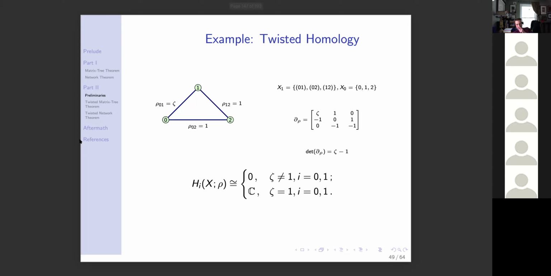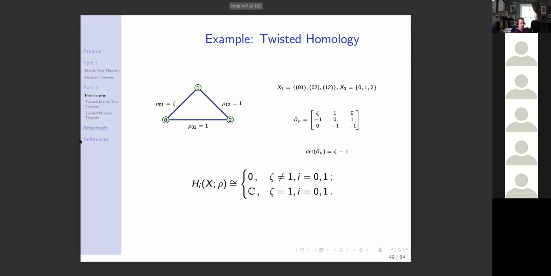So that determinant is going to be non-zero if zeta is not 1, and if the determinant is non-zero, then the homology vanishes because the homology is the kernel and the co-kernel, remember? So there's no homology if zeta is not 1, and there is homology in both degrees if zeta is equal to 1. So you can see you can get dramatically different homologies depending upon what you choose.